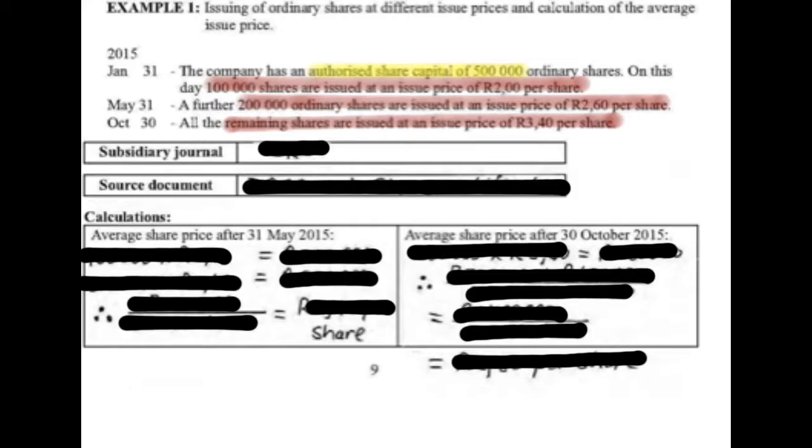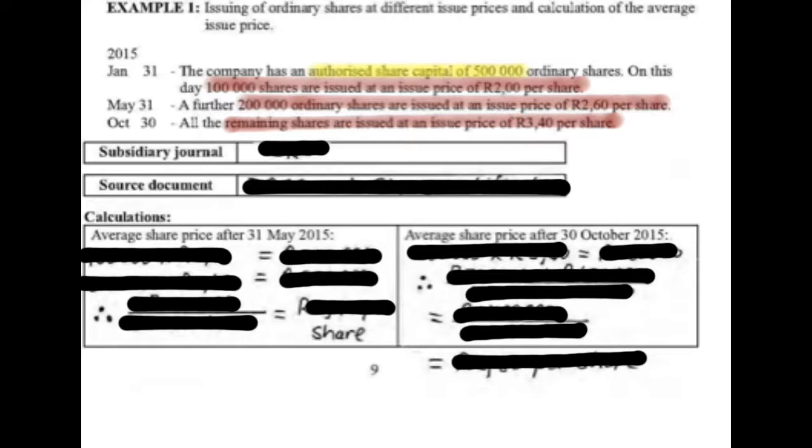So on that same day, 31st of January, 100,000 shares are issued at an issue price of 2 Rand per share. On the 31st of May, a further 200,000 ordinary shares are issued at an issue price of 2 Rand 60 per share. On the 30th of October, all the remaining shares are issued at a price of 3 Rand 40. Now the prices are different because every time the markets will be different, and because the markets fluctuate, so do our different issue prices.